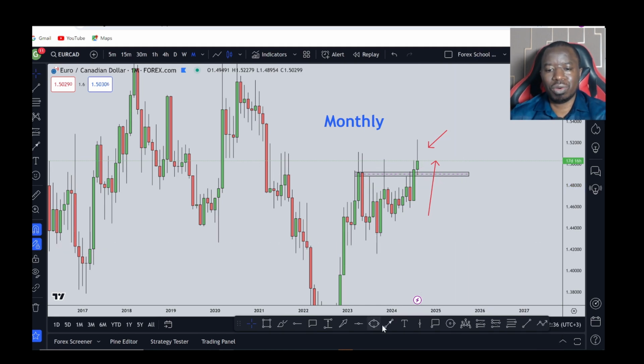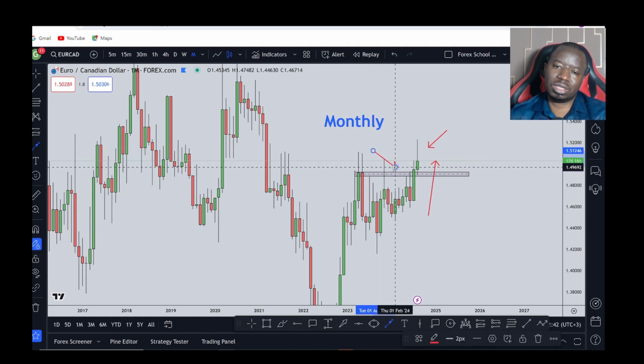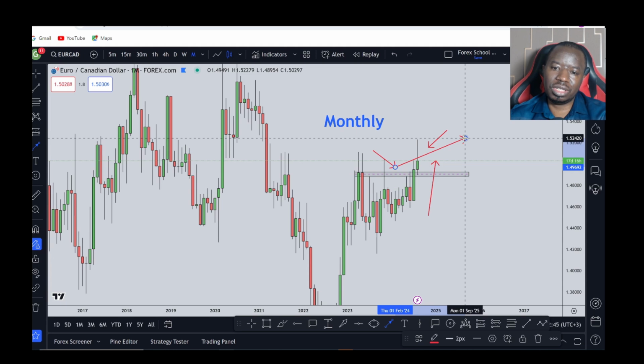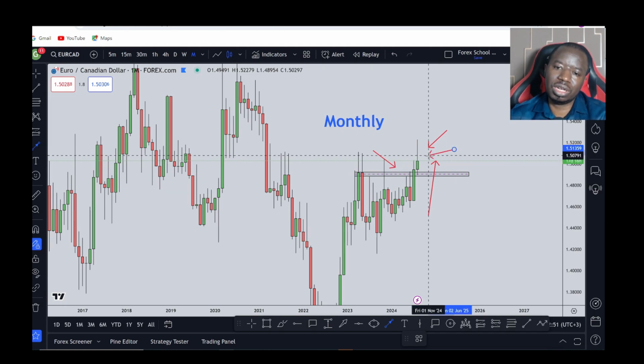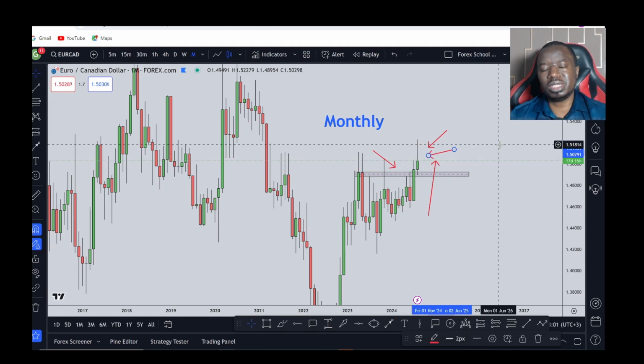But by and large, we can see that price is currently bullish, having broken above this resistance and support area, and it's currently trending above it. So the monthly perspective is settled as bullish. So we're going to drop down to the weekly time frame to see what perspective we also get from it.